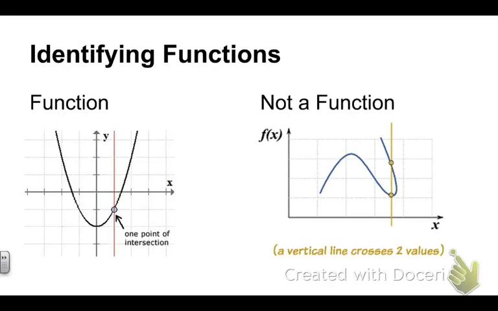Now, not a function, same thing. Pretend that yellow line slides to the left and to the right. If you look at where it is right now, right, there's your vertical line, that graph crosses the point at two different values. So therefore, it's not a function. It can only pass the line once. This is how you can look at a graph and tell if it's a function or not. It's called the vertical line test.